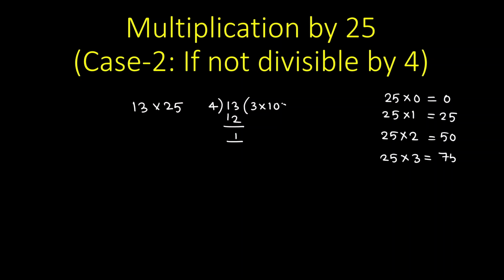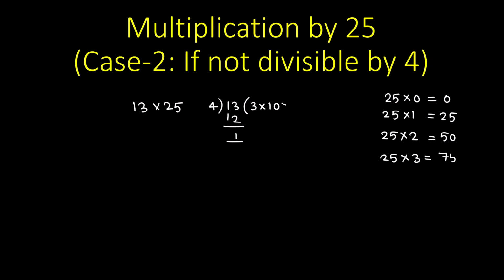So in the beginning, I asked you to remember 25 into 0 up to 25 into 3. Why? Because whenever any number is divided by 4, the possible remainders are from 0 to 3 only. That's why 25 into 0 to 25 into 3. You need to remember this.